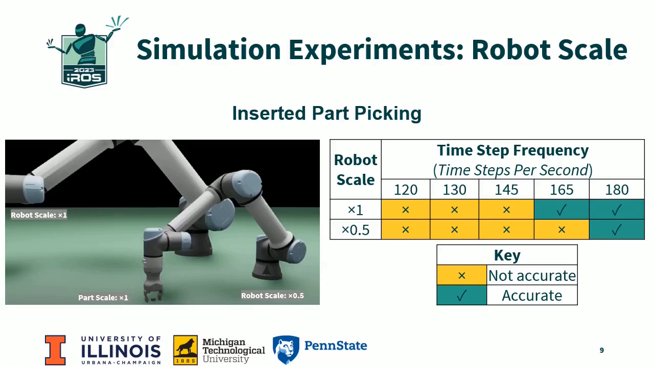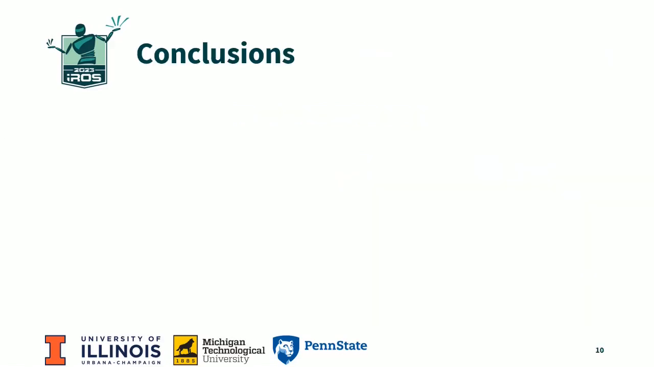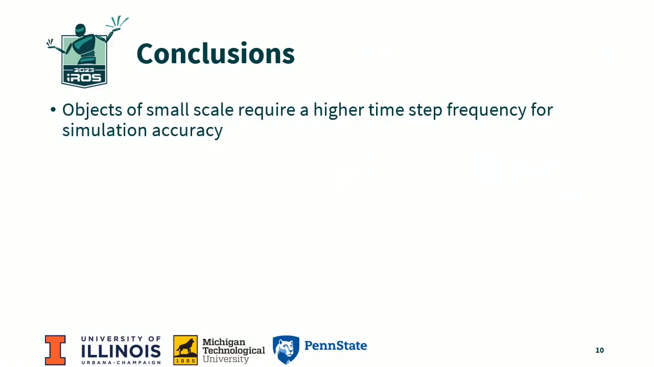We also wondered whether the relationship between time-step frequency, scale, and simulation accuracy holds when the robot and object are closer in relative size. An additional study, which halved the robot size and kept the grasped object at the original scale, shows the simulation still requires a high time-step frequency for accuracy, suggesting small-scale manipulation generally requires finer temporal resolution. In conclusion, objects of small scale require a higher time-step frequency for simulation accuracy.